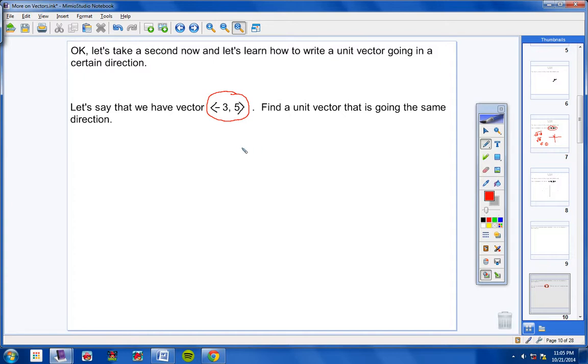Now, usually when I ask you to do this, you will not have to get a picture of this, but for this problem, I want you to get a picture of what we're doing here. So, go ahead and graph this vector. All right. So we know the vector is over 3 and up 5. Okay, there we go. So here's my vector right here.